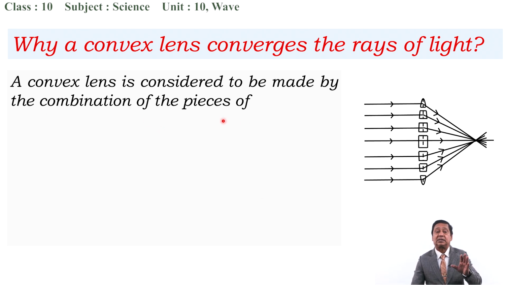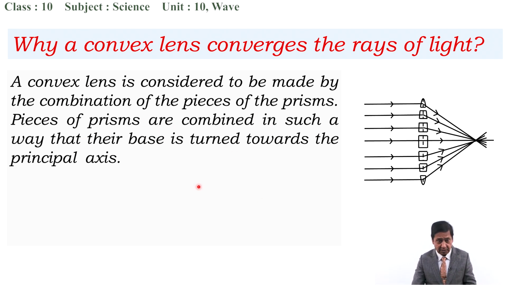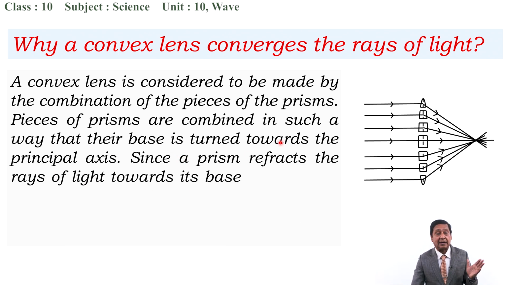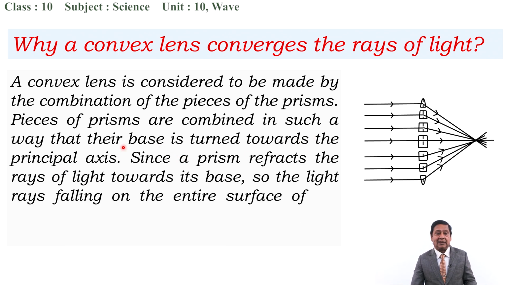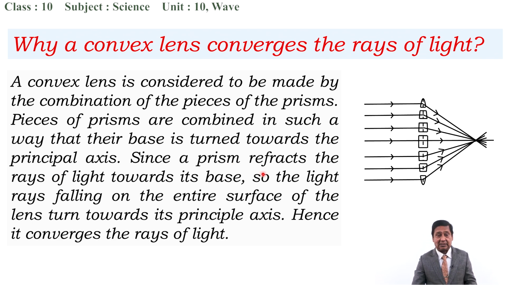A convex lens is considered to be made by the combination of pieces of prism. Pieces of prisms are combined in such a way that their base is turned towards the principal axis. Since a prism refracts the rays of light towards its base, the light rays falling on the entire surface of the lens turn towards its principal axis. Hence, it converges the rays of light. This way we can explain it.